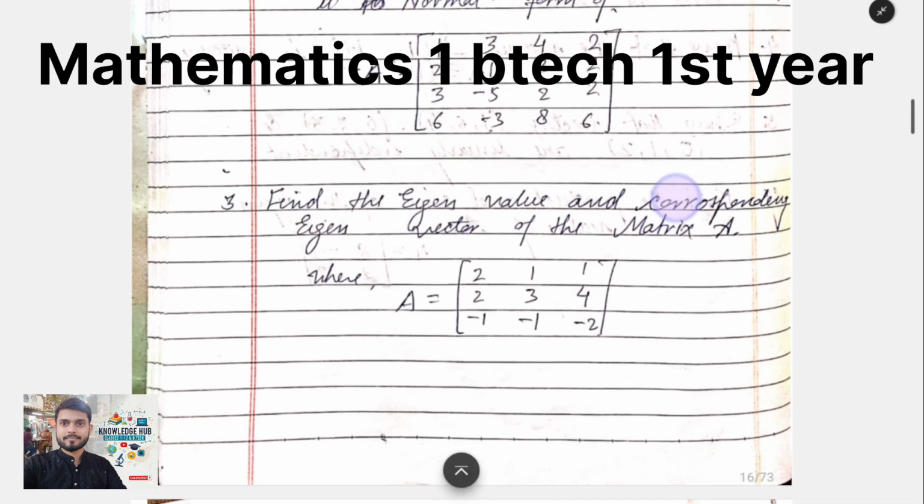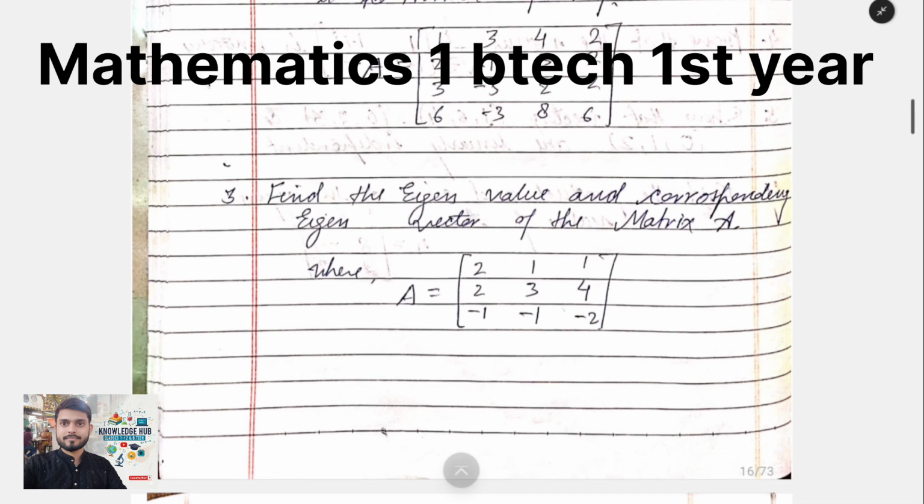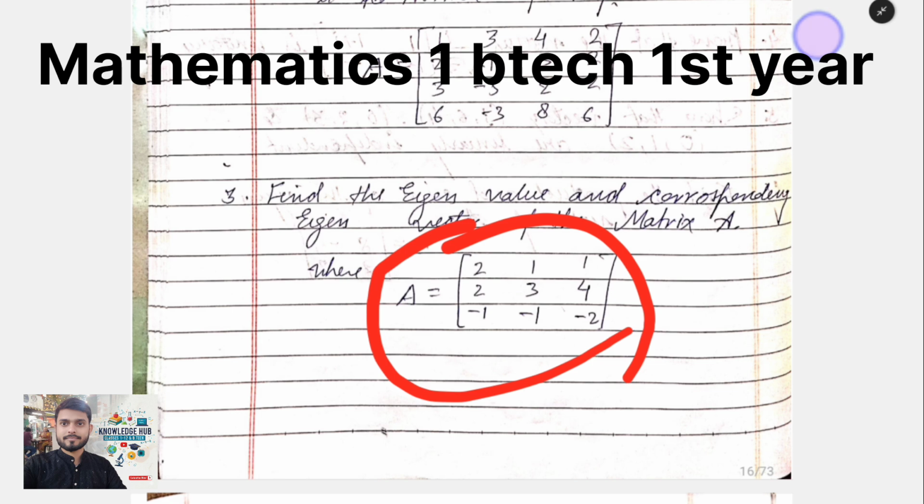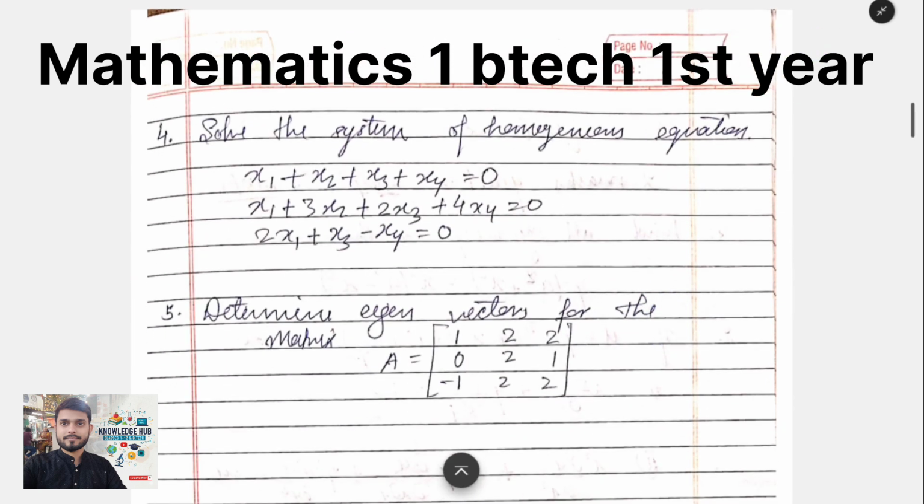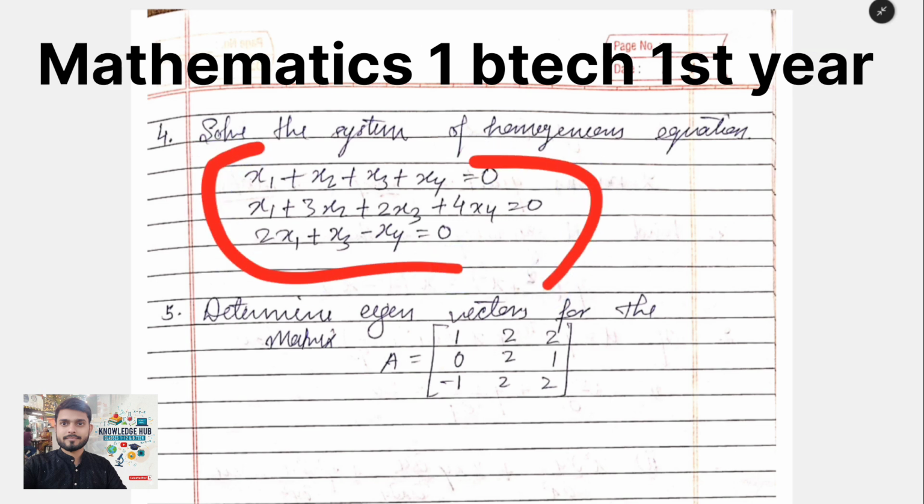Now we follow. The third question is find the eigenvalues and corresponding eigenvectors of matrix A, where A is this matrix. Now the fourth question is solve the homogeneous equations, where this is the total system. Now we will proceed to the fifth question. Determine the eigenvectors of this matrix.